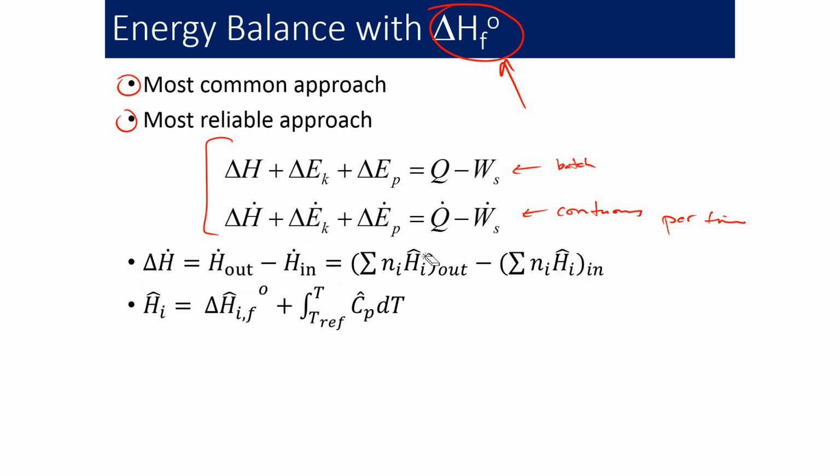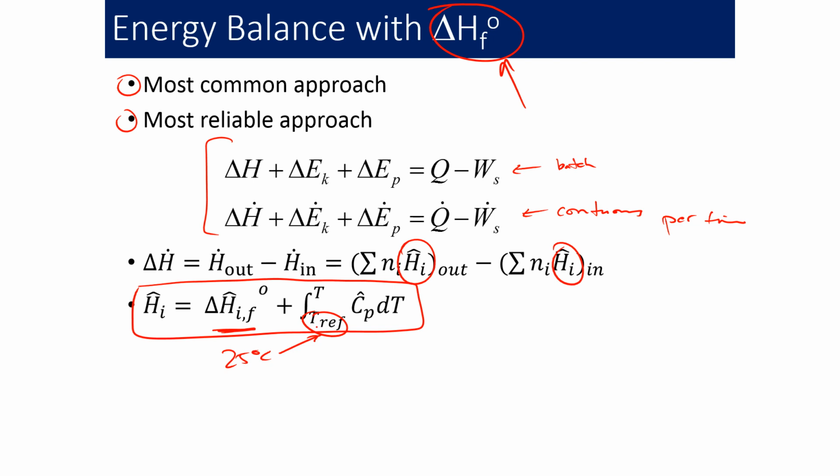And how do we get the specific enthalpies for in or out? We can use the heat of formation method. We look at the heat of formation at 25 degrees C, and then we go up from that. So this is going to be our 25 degrees, and then we can use a heat capacity to get the change with temperature.